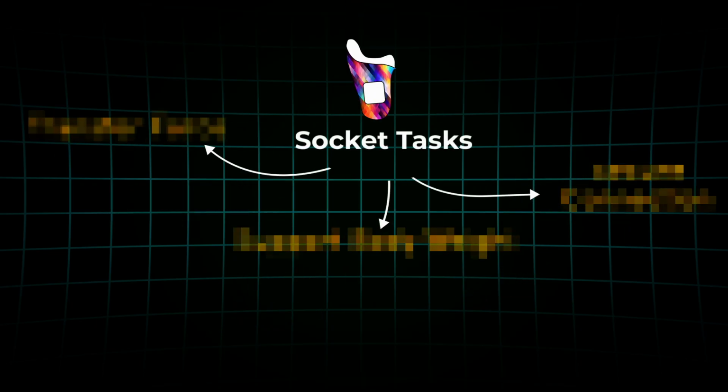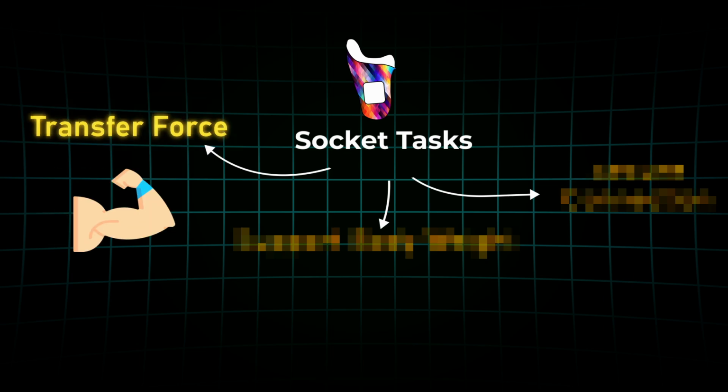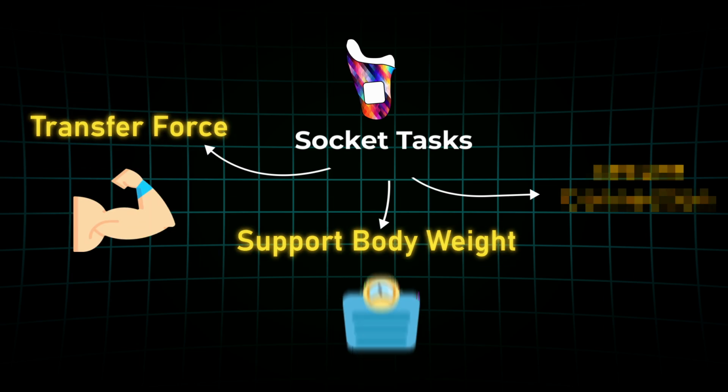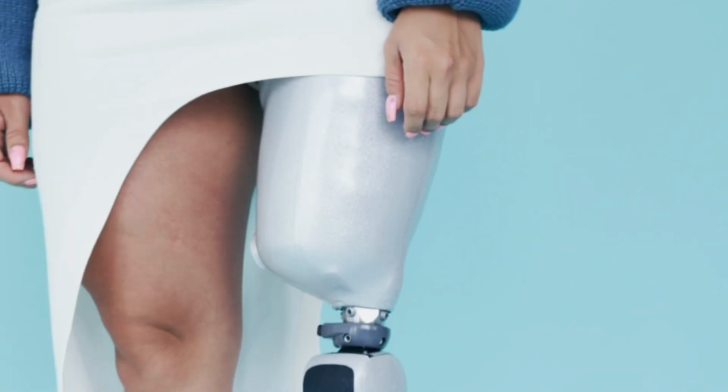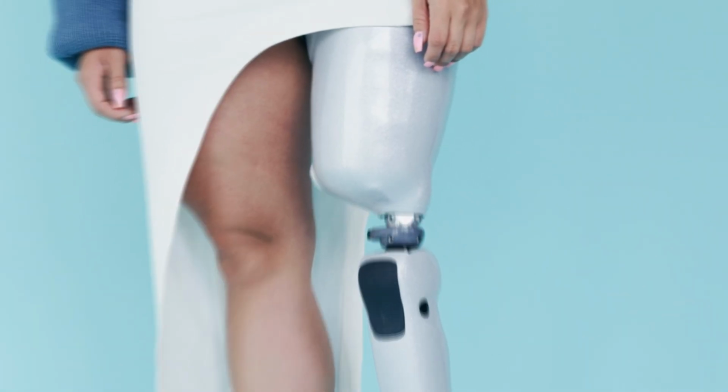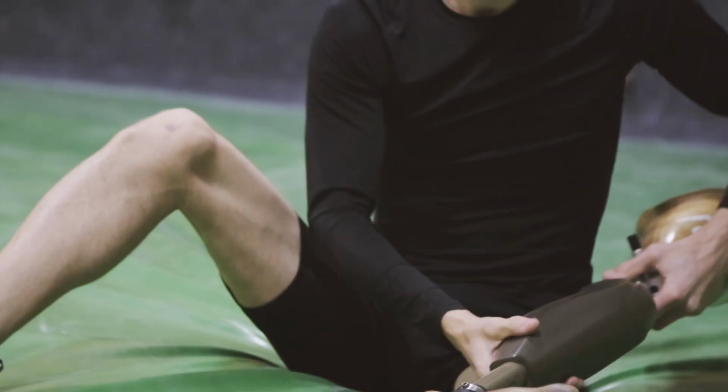First, transfer force efficiently from the residual limb to the prosthesis. Second, support the full body weight without causing pain. And third, keep the prosthesis securely attached to the limb. Sounds simple, right? It's not. These challenges have pushed prosthetists and designers to get creative over the years.